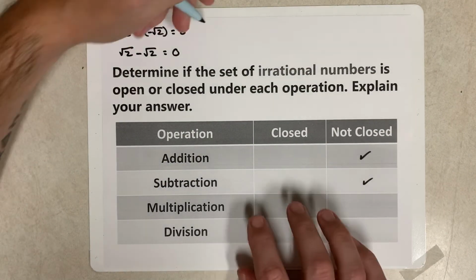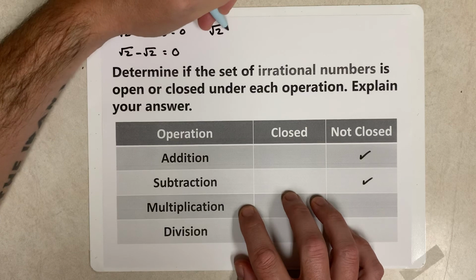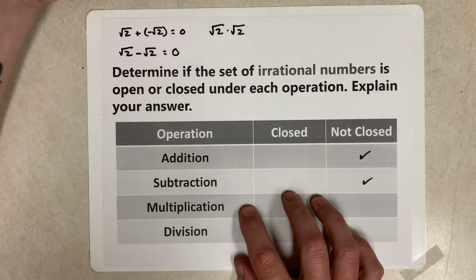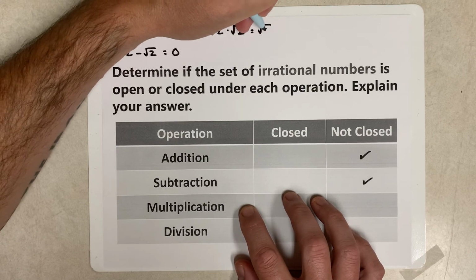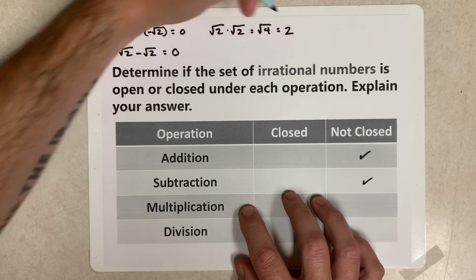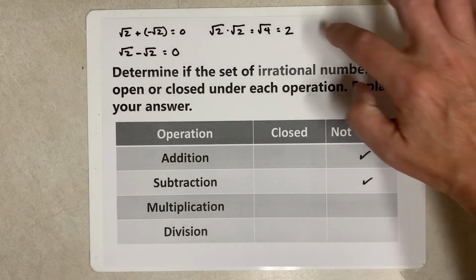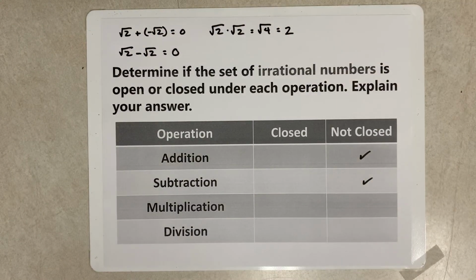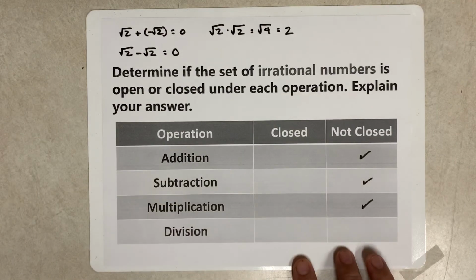What about multiplication? We talked about that. Root 2 times root 2. We saw that that was root 4, and root 4 is positive 2. That is not an irrational number. So it is not closed under multiplication.